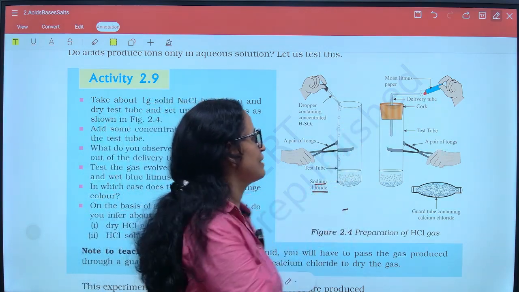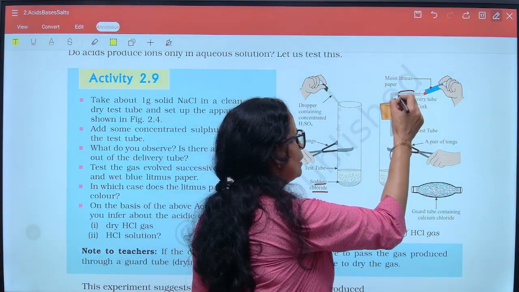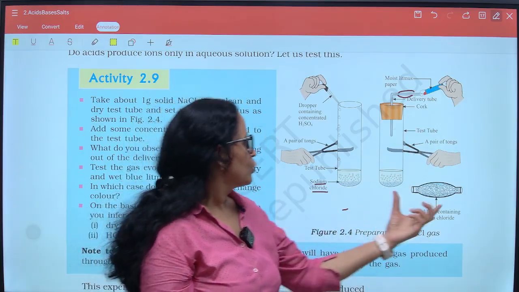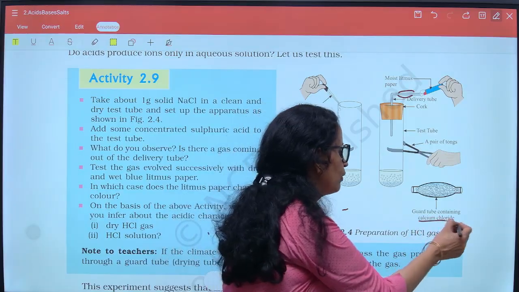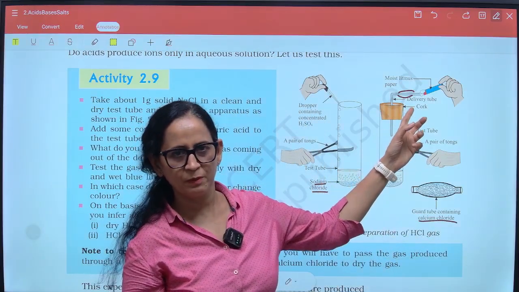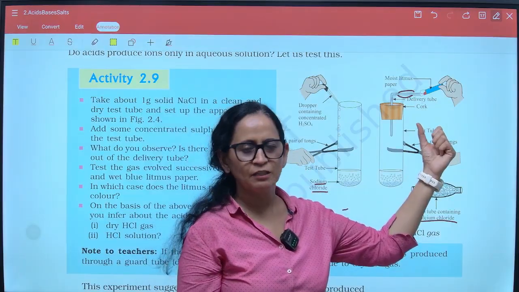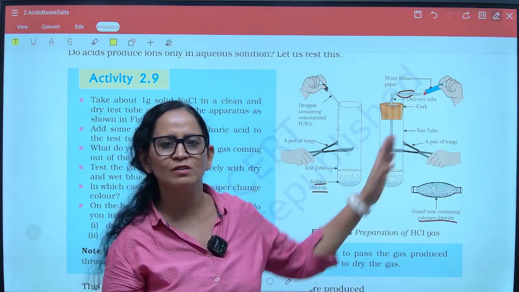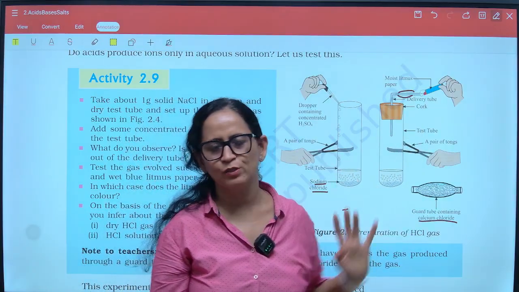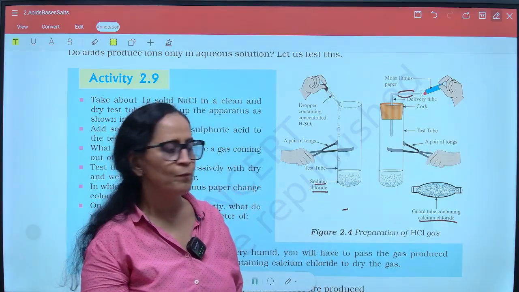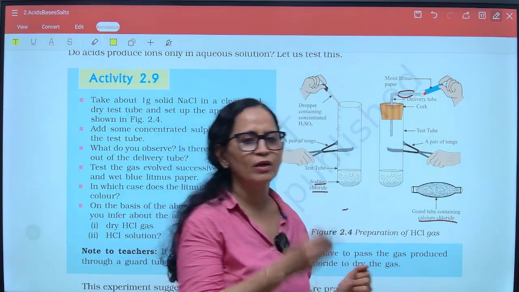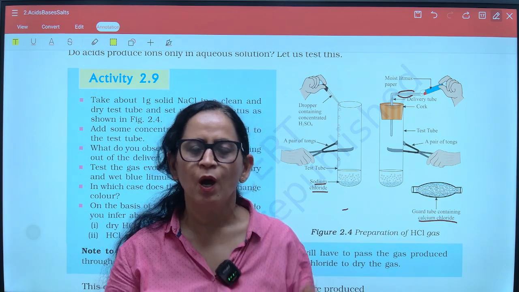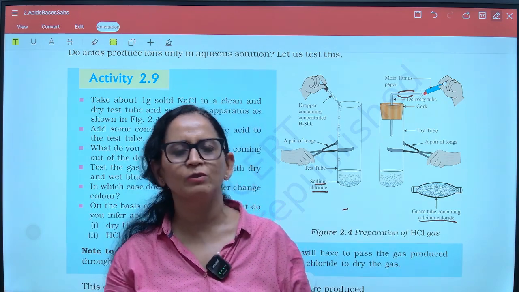But what if this gas being released here is made dry and you bring a dry litmus paper in front of it? You can use a guard tube containing calcium chloride to dry this HCl gas that is being produced, and when you bring the dry blue litmus paper in front of it, it is not going to show any change in color because the gas is dry and the litmus paper is also dry. So this shows that when any acid or a base is tested with an indicator, it has to be in the aqueous form, only then it will release ions and show you that indicator test.